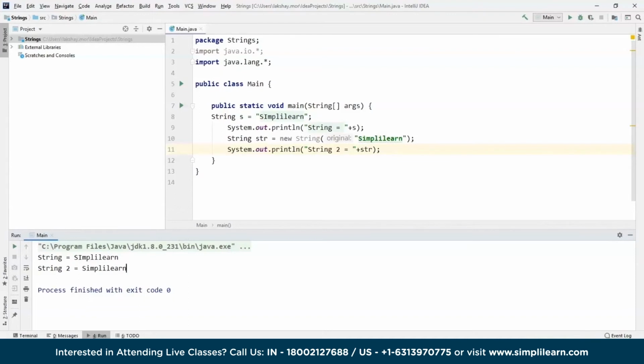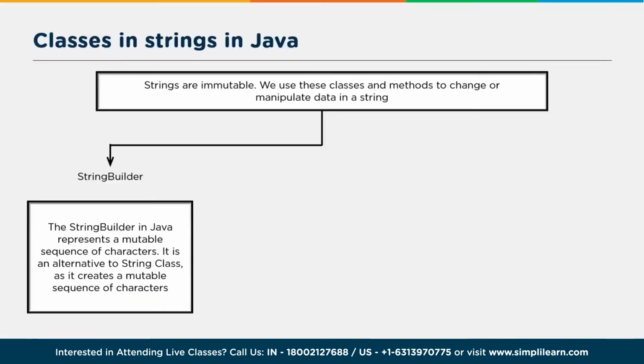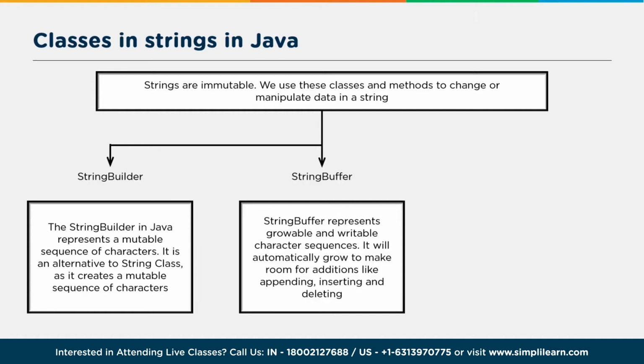So let's move on to the new topic, classes and strings. We all know that strings are immutable. Now what if we want to change something inside the string? Then we use these methods to manipulate strings in Java. First one is StringBuilder. The StringBuilder in Java represents a mutable sequence of characters. It is an alternative to the String class as it creates a mutable sequence of characters. Next is StringBuffer. String represents a fixed-length immutable sequence of characters, while StringBuffer represents growable and writable character sequences. It will automatically grow to make room for additions like appending, inserting, and deleting.